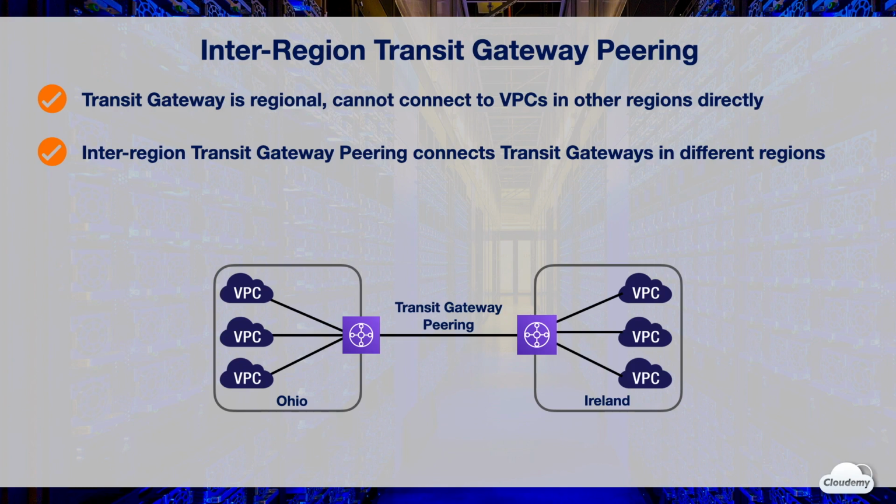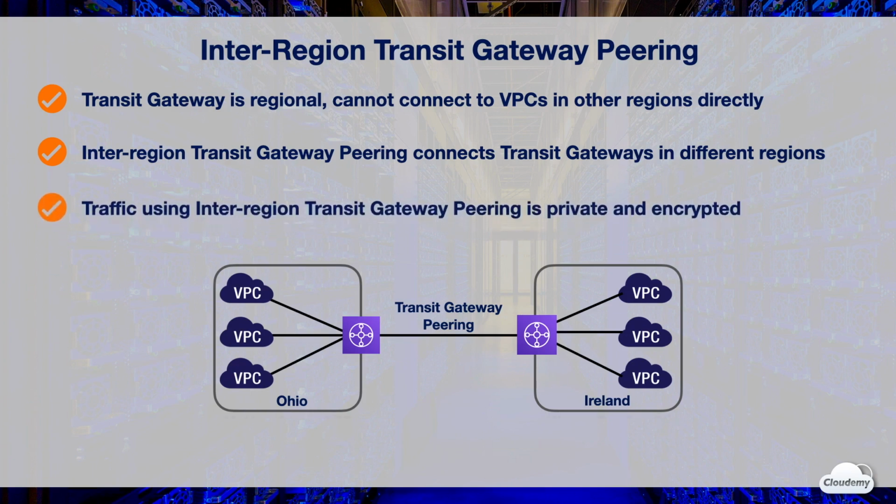A Transit Gateway can have peering connections with multiple transit gateways in different regions. Traffic using inter-region Transit Gateway peering is encrypted and always stays on the AWS global network. Because traffic never traverses the public internet, threats such as common exploits and DDoS attacks are reduced. Inter-region Transit Gateway peering encrypts traffic with no single point of failure.